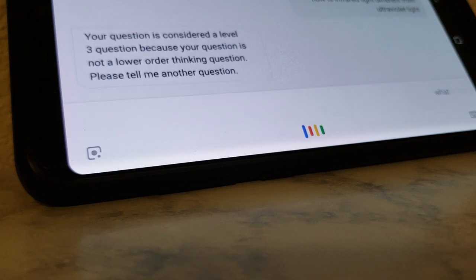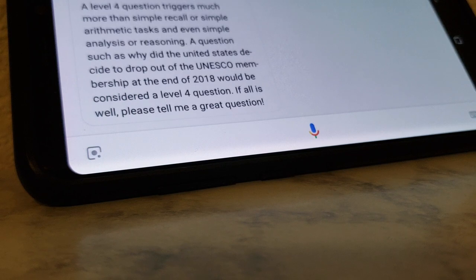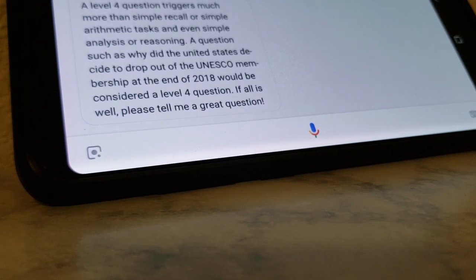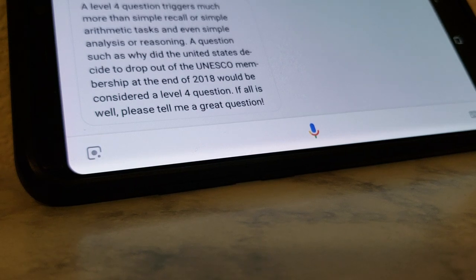What is a level 4 question? A level 4 question triggers much more than simple recall or simple arithmetic tasks and even simple analysis or reasoning. A question such as why did the United States decide to drop out of the UNESCO membership at the end of 2018 would be considered a level 4 question. If all is well, please tell me a great question.